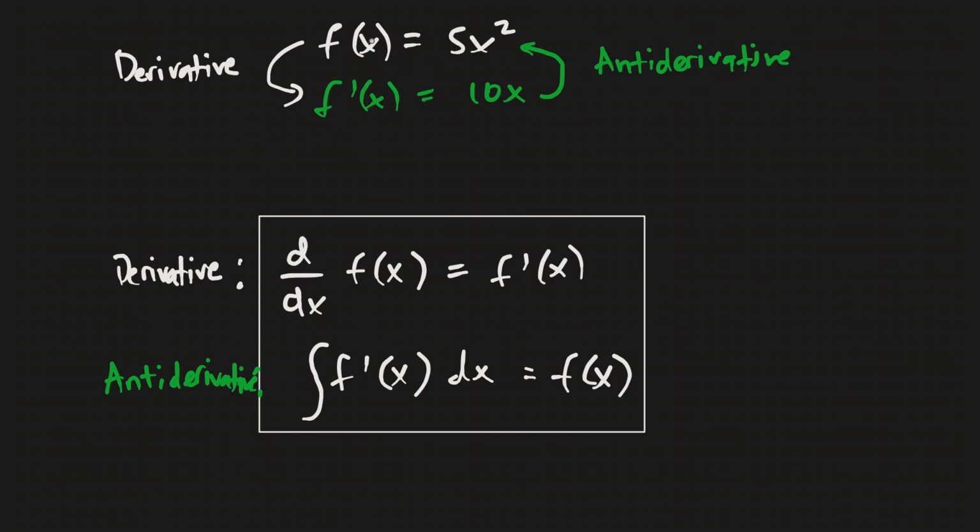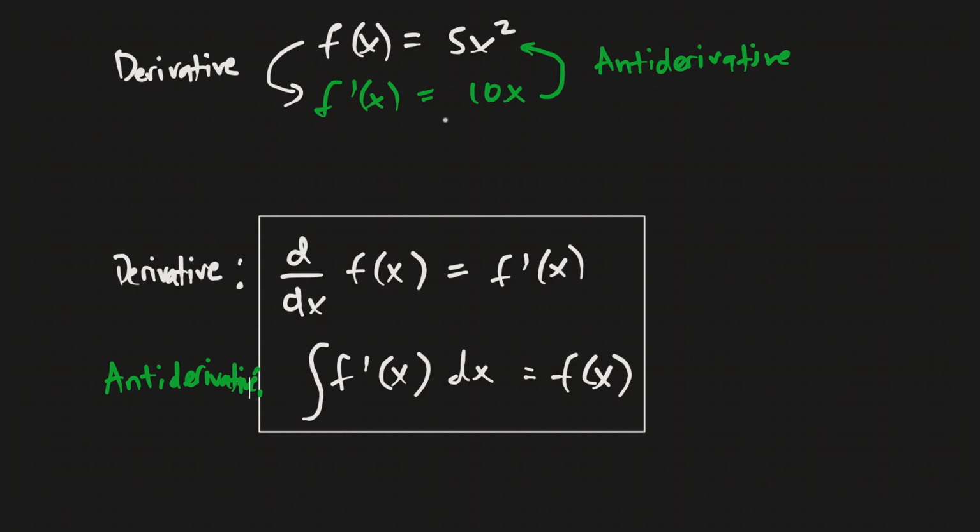So we have the function, and we find its derivative. We've been doing that all the time. It's in this direction. But what if we had the derivative and we wanted to find the original function? That is in the reverse direction. That is finding the antiderivative. And you'll see in the videos to come that the rules for finding the antiderivative are going to be the opposite of the rules for finding the derivative.